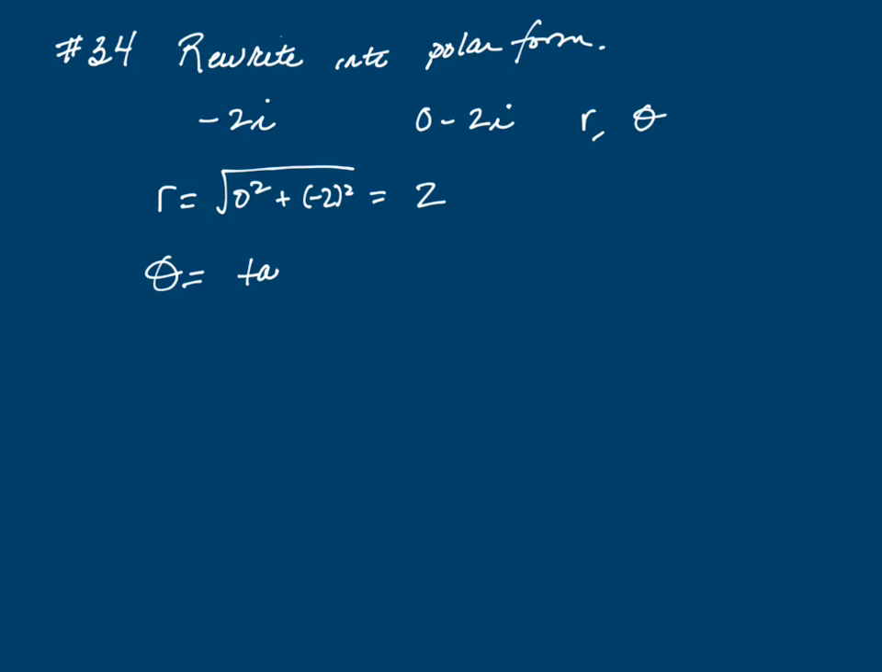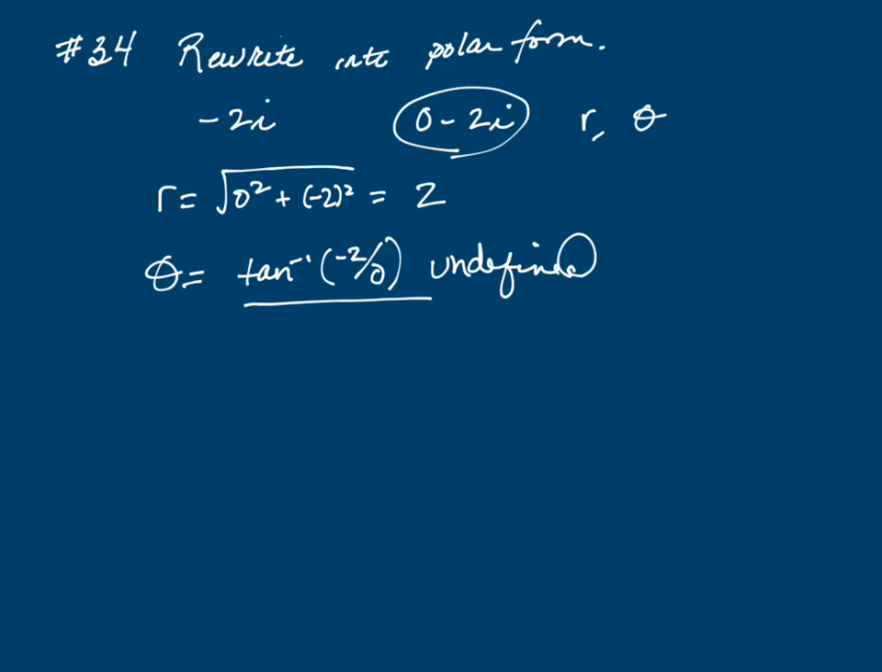theta is the inverse tan of negative 2 over 0, which is undefined. And if it's 0 minus 2i, we're in quadrant 4. So where is tangent undefined in quadrant 4? That would be at 3 pi over 2. So our theta is equal to 3 pi over 2, and r equals 2.